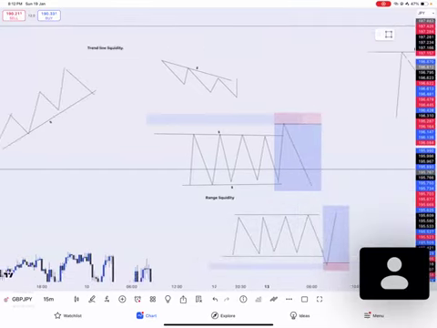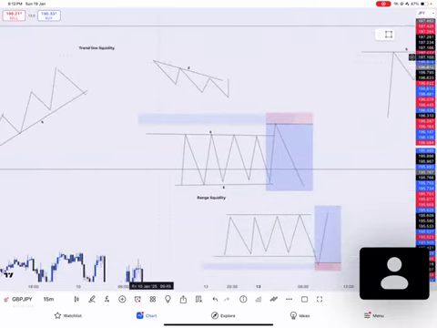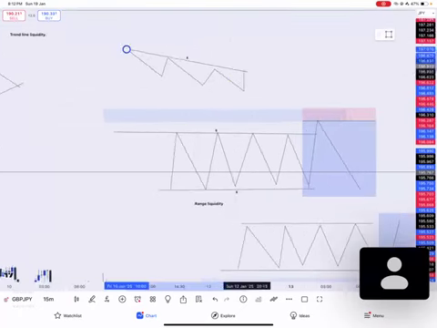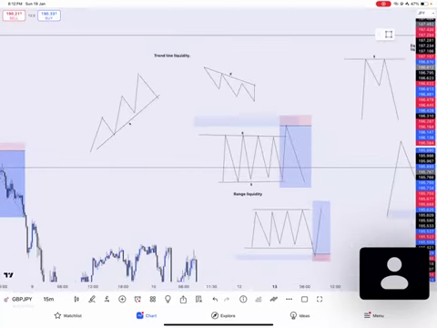Same thing if price is making a series of lower highs and lower lows. There's liquidity being accumulated on the upside of this chart. Now, market moves from liquidity to liquidity. The first liquidity that market will take out if you want to trigger your entry is what?